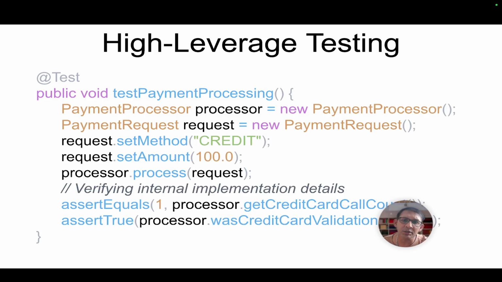Now, in the traditional approach, tests often look like this. This test is focused on implementation details. It's checking that certain methods were called, that internal counters were incremented, and if this test fails, you know something broke, but you don't immediately know what business requirement was violated.